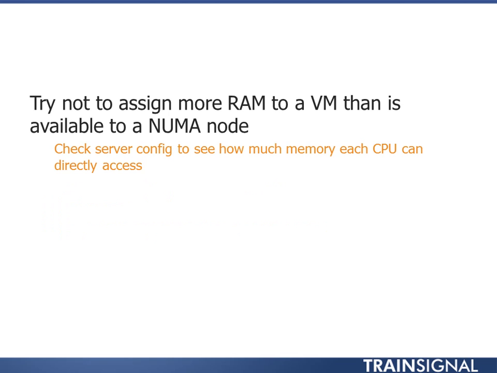Try not to assign more RAM to a VM than is available to a NUMA node, meaning you've got a 2-socket system. You've got 48 gigs connected to one, 48 gigs connected to the other, for a total of 96 in the system. Don't create a 64 gigabyte VM, because no matter what, there's going to be some non-local memory access there. It's going to split across the NUMA nodes. So it's best practice to do only up to 48, really consider an overhead a little less than that, or add memory to the server so you have more than you need on each NUMA node, or each CPU with direct attached RAM.